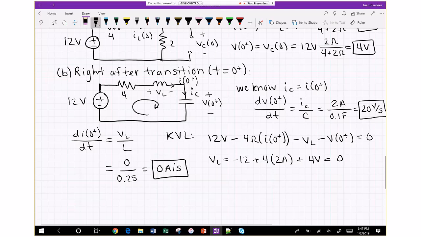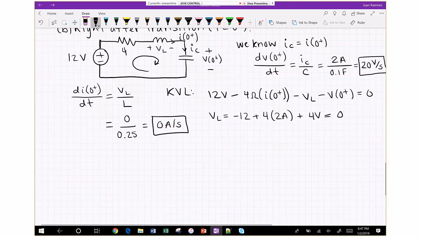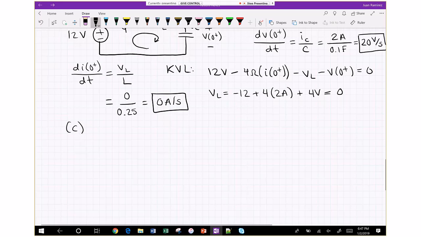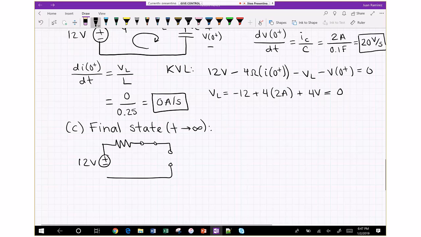All right, and finally, we'll take a look at the final inductor current and final capacitor voltage. So we'll analyze the circuit in the final state, after a long time has passed. This means that now inductors look like short circuits. Capacitors look like open circuits. And we no longer have that 2-ohm resistor because the switch has now opened.